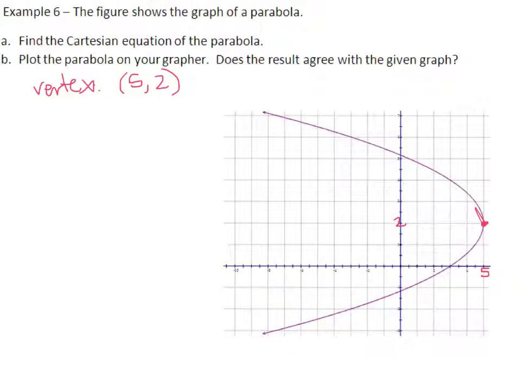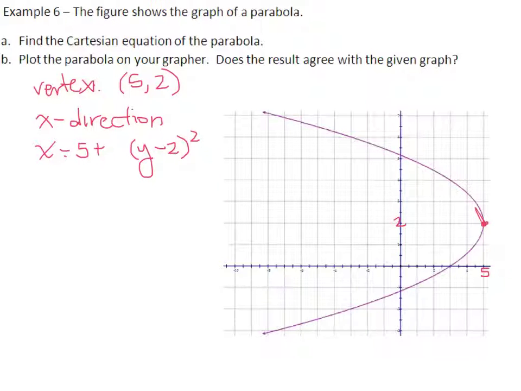So to come up with the equation, now that I know the vertex is at 5, 2, I just need to figure out the amplitude. Now this is a sideways parabola, so this is going to be opening in the x direction, which means that it's going to be an x equals parabola. And I'm going to have my 5 here. I'm going to have some a value. I don't know what that is yet. I'm going to leave a space there. And then y minus 2 squared. That is the k value from my point.